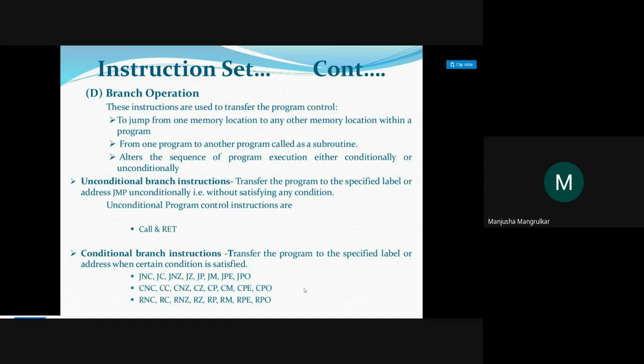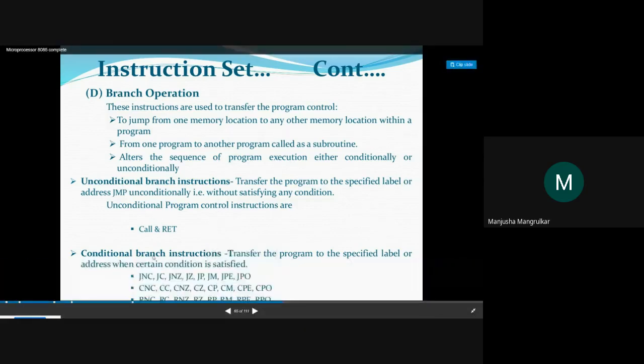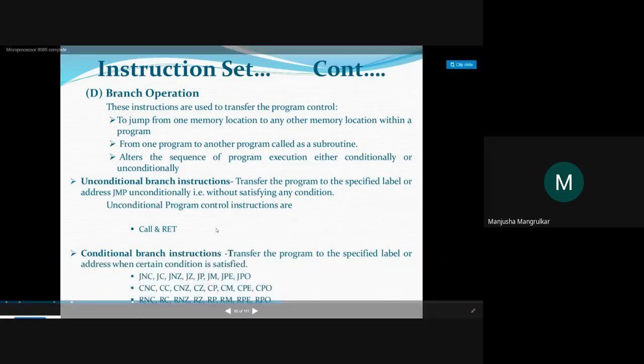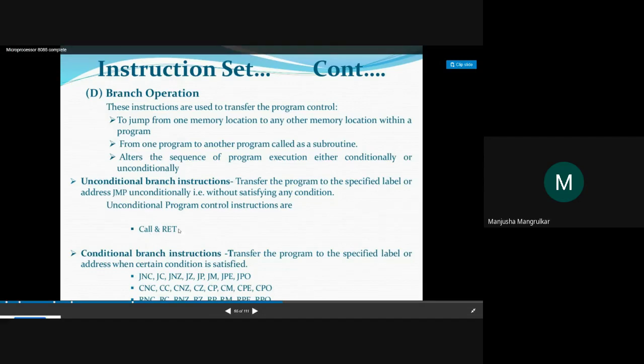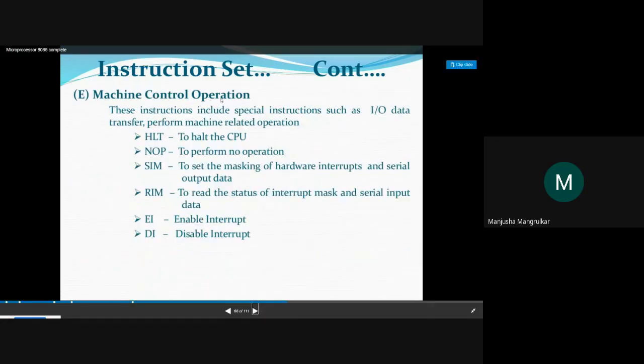If it is a call instruction, your program goes to the subroutine and then returns to the main program, so the return is there. Return on carry, return, return no zero, return zero, return positive, return minus, return parity even, return parity odd, the same as. So these are the branching instructions. Only call and return are unconditional, but these are conditional, right? So these are the conditional branching.